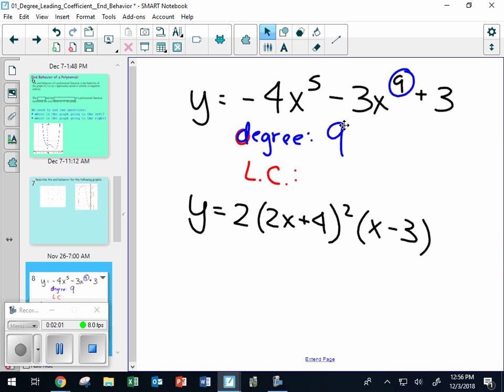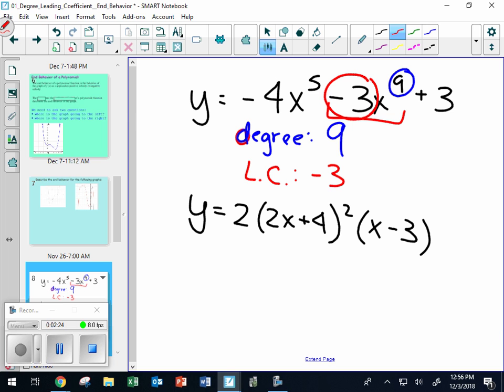Row 2, person 6, today would be Nate. It would be -3. We have a leading coefficient here of -3, because if we're looking here, our exponent, our degree is 9. So we're going to look at that term because it's called the leading term. And if we're looking for the leading coefficient of the leading term, that's just the coefficient of our leading term.